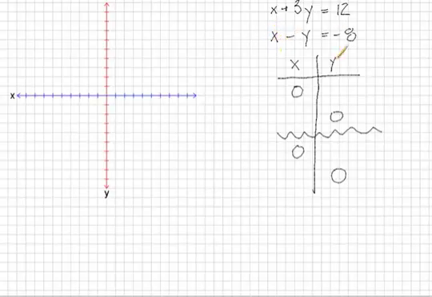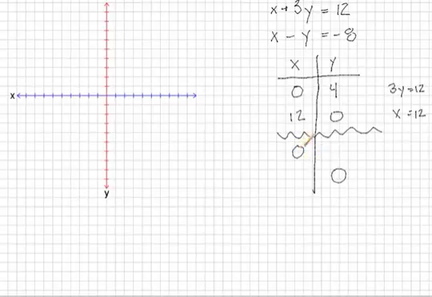For standard form, I use the Tic-Tac-Toe method. So I draw a T, and I have an X column and a Y column, and then I just put zeros down the diagonal for each line I want to graph. If I plug in 0 for x, I'm going to get the equation 3y equals 12 for the first line here. If I solve that by dividing both sides by 3, I'll get y is equal to 4. If I plug 0 into y for the first equation, I'll get the equation x is equal to 12. Easy peasy. So let's go ahead and do that with the second equation as well.